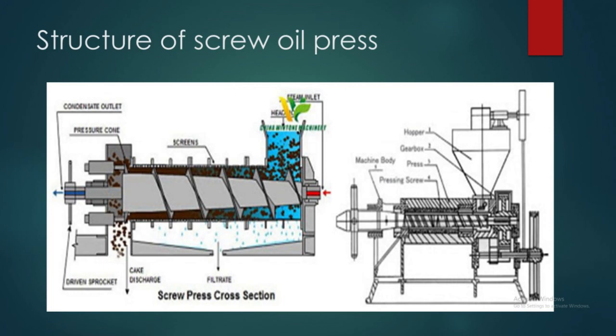Screw-type oil press machine is mainly composed of feeder, gearbox, pressing cage, screw shaft and machine stand. The pressing chamber is the key part of the screw oil press machinery, which includes the pressing cage and a screw shaft rotating in the cage.